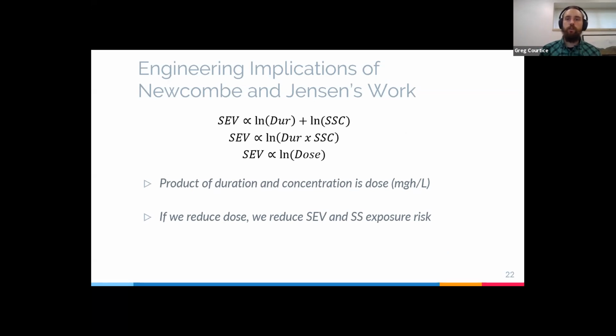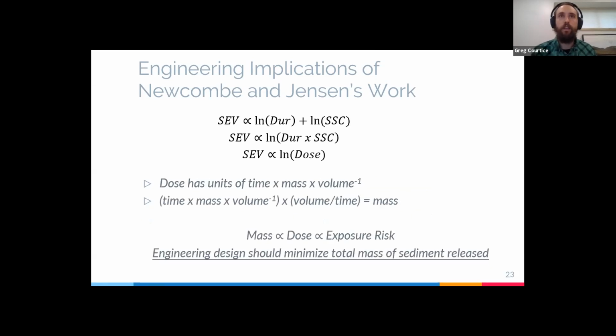So if we reduce dose, we can reduce exposure risk. So that's a very important thing that we can now take one step further to tie it in a little closer to what us as engineers might be more comfortable with.